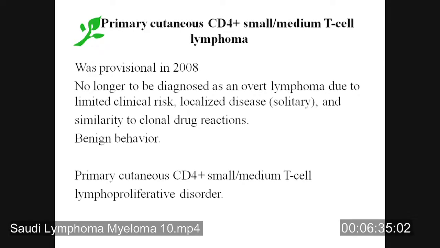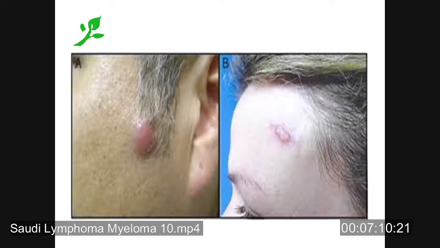The primary cutaneous CD4 positive small/medium T-cell lymphoma was a provisional entity in 2008. Now it's a distinct entity, but they found out that it's a localized disease, usually a nodule in the head and neck area. It has limited risk, does not proceed to systemic disease, and has a good response to treatment. So they call it primary cutaneous CD4 positive small to medium T-cell lymphoproliferative disorder. This is a picture showing a nodule in the head and neck area.